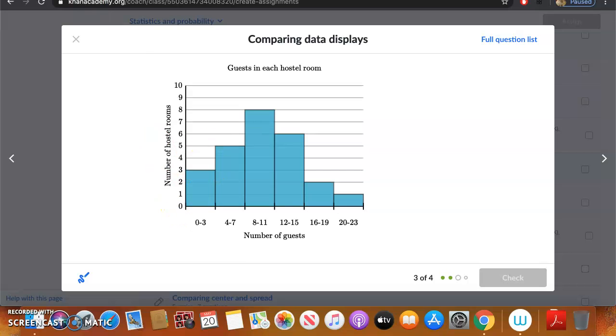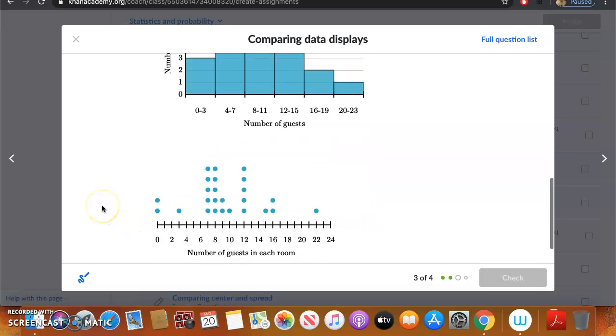So let's take a look here. This histogram tells us that here are the number of hostel rooms, and here are the number of guests. So for the number of guests between 0 and 3, we have 3 hostel rooms, right? So therefore, we don't have any rooms that are not used by the guests. Here, from 4 to 7, we have 5 rooms. And then here we have 8 to 11 guests with 8 rooms. And then 12 to 15 with 6, 16 to 19 with 3, and 20 to 23 with 1 room.